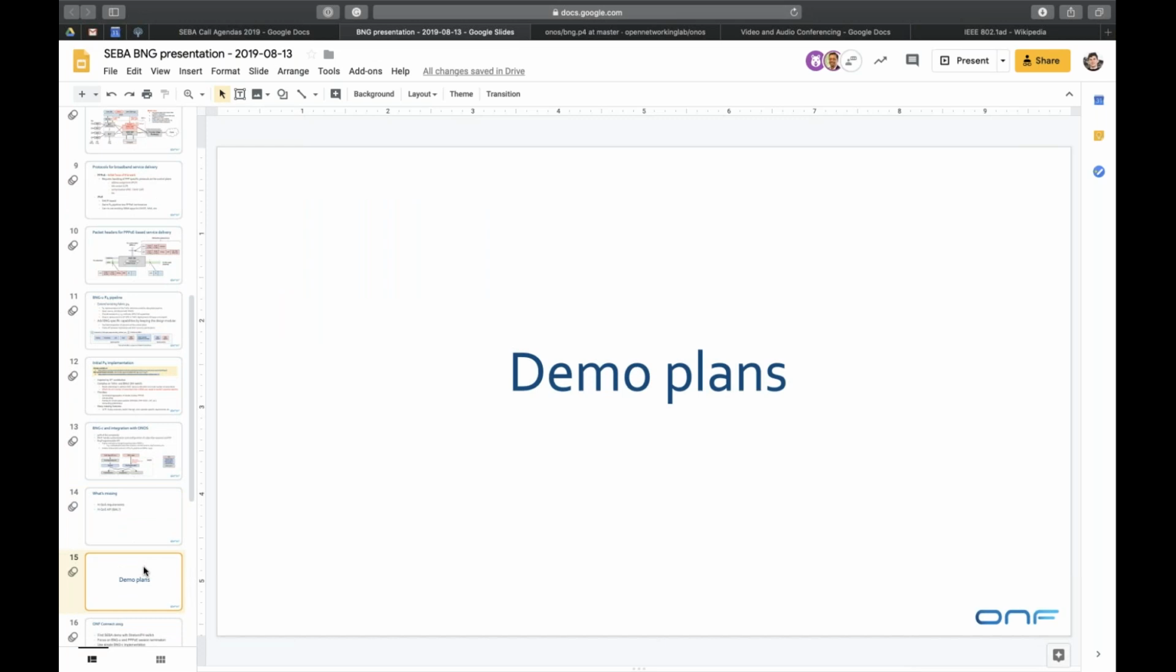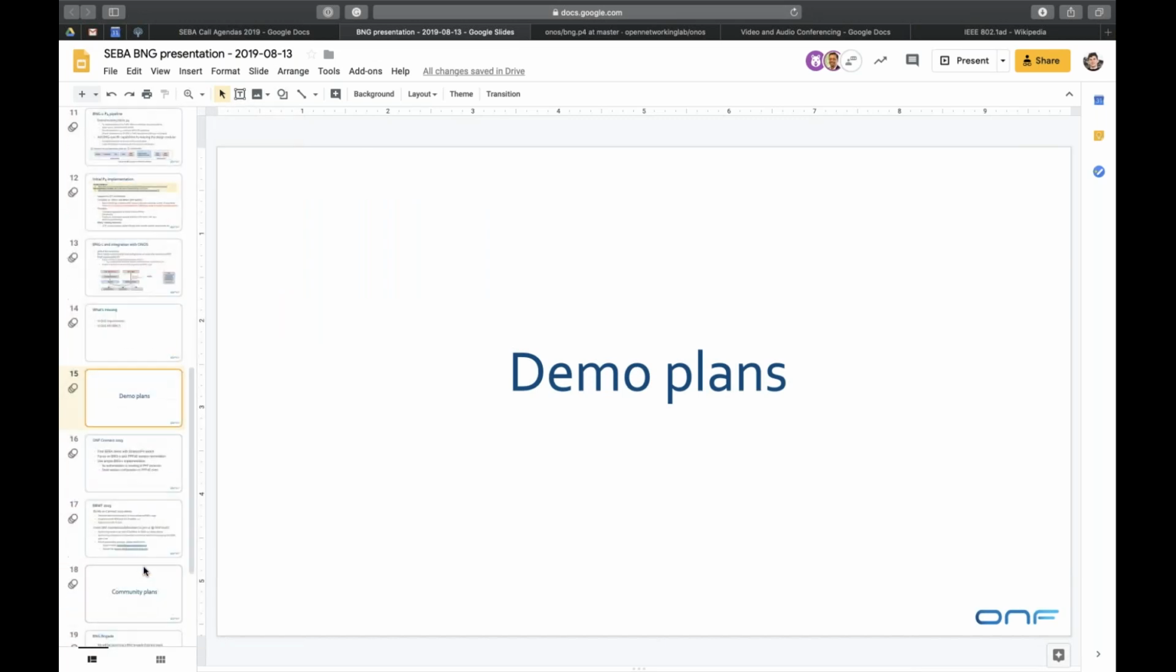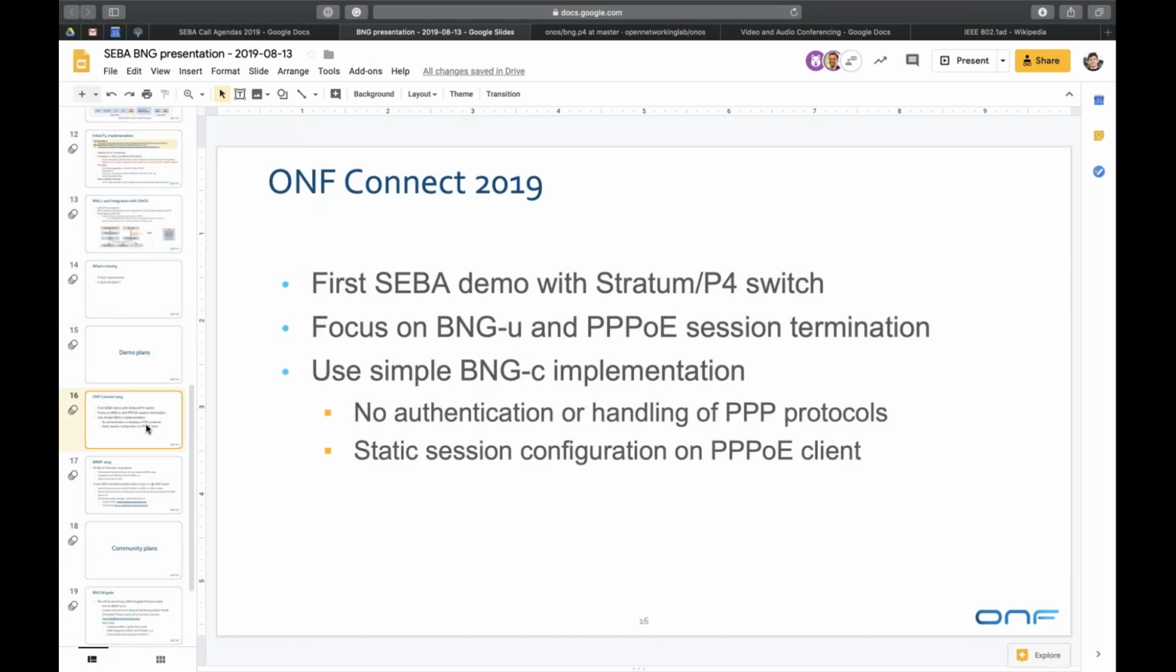Sure. So we have 2 big events coming up in the next couple of months. The first one, as you know, is ONF Connect next month, I believe the 2nd week of September. And then following that, in the 2nd or 3rd week of October, is the Broadband World Forum in Amsterdam. So first, let's talk about ONF Connect.